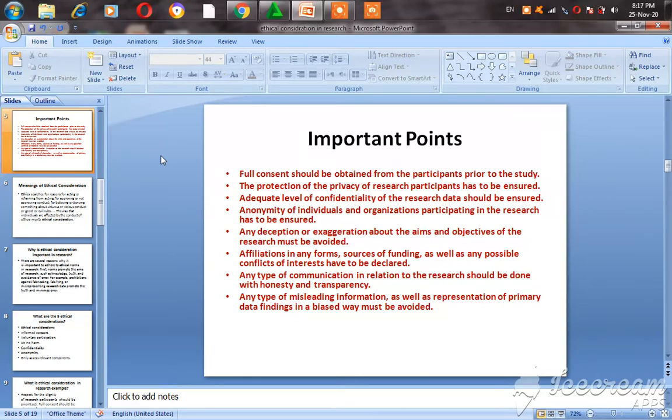Affiliation in any form, source of funding, as well as any possible conflicts of interest have to be declared. Communication in relation to the research should be done with honesty and transparency. Any type of misleading information, as well as representation of primary data findings in a biased way, must be avoided.